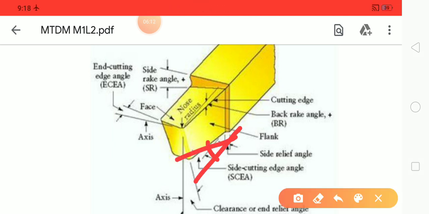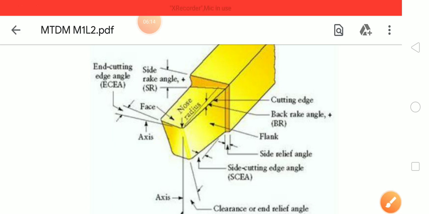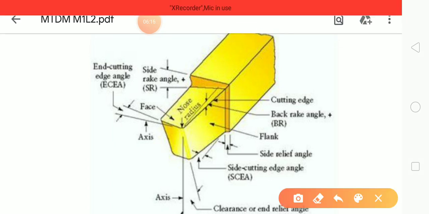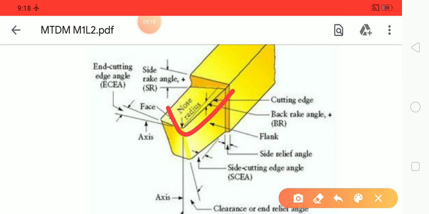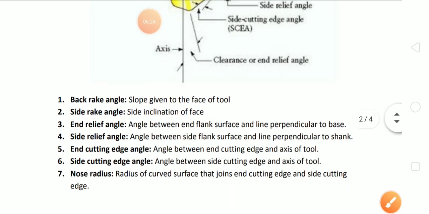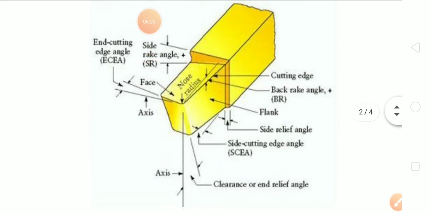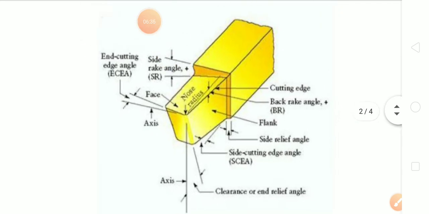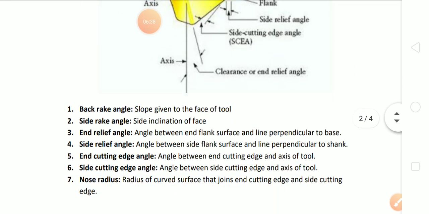So you can see the 6 different angles, and the last one is the nose radius. All the angles are given in degrees, but only the nose radius is given in millimeters. So that is the nose radius. It is very difficult to understand all of this just by looking at it. Just try to draw and label the angles, so that you can easily understand the nomenclature of angles.